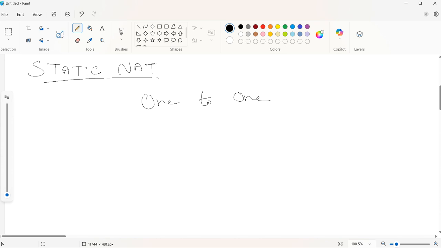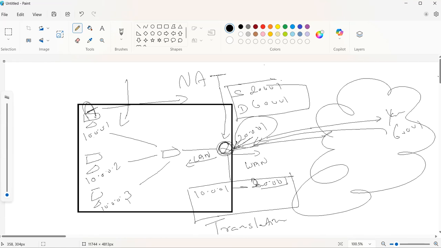I repeat. You are inside the organization. But this computer needs to be accessed even from outside. The traffic is initiated from outside to inside. See, if traffic is initiated from inside, from A, the reply will come, reverse NAT will happen, that is okay. But if someone from outside wants to talk to A, to which address will they talk?